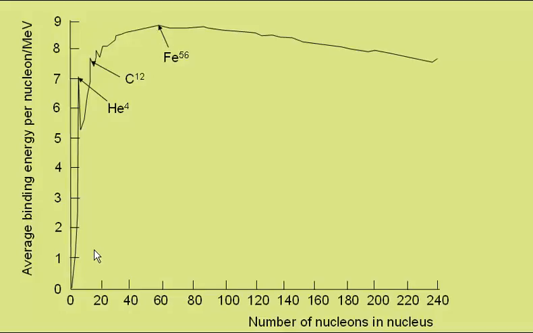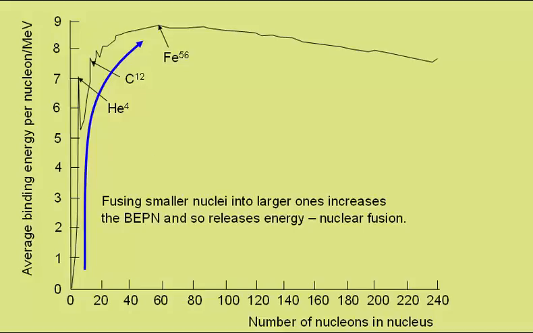If we head in this direction, joining smaller nuclei together to produce larger ones, heading towards iron-56, the binding energy per nucleon is increasing, and so energy will be released. Summarizing that here, we're fusing smaller nuclei into larger ones. This increases the binding energy per nucleon, and so releases energy. This is what occurs in nuclear fusion.